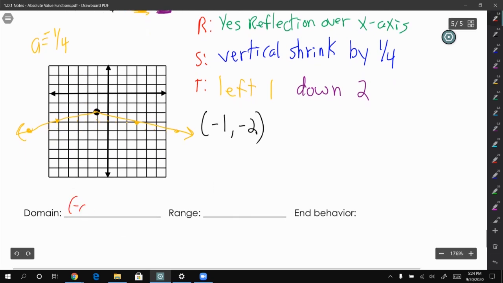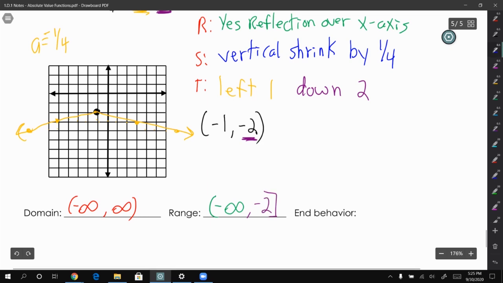Domain. Even if you don't get all of these parts, when you're taking a test or a quiz or an assignment, the domain for this absolute value you should get no problem. Always negative infinity, comma, infinity. Range. Because our graph is opening down, the smallest y value will be negative infinity, and the largest y value will be the y-coordinate of our vertex, which is negative 2.